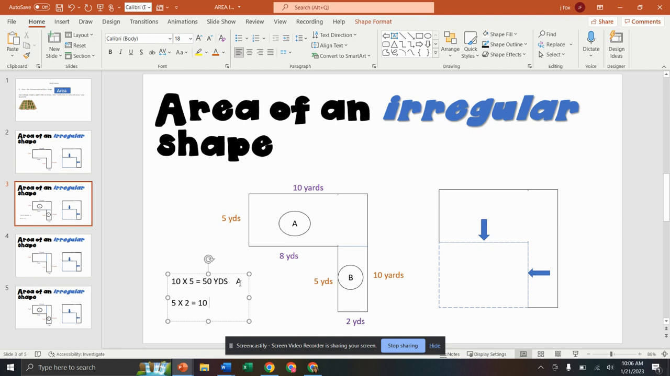Now, we did this to help us figure it out, but if we take this line out, right, that's the shape we're talking about. So we have to add these two together. So together, it would be 60 yards.